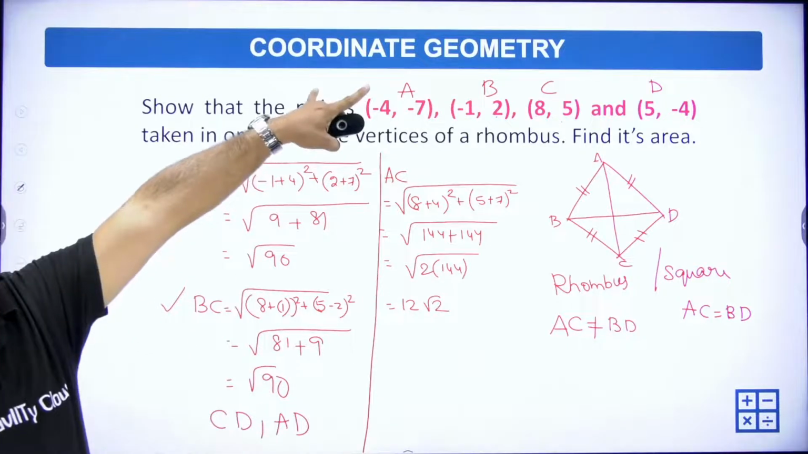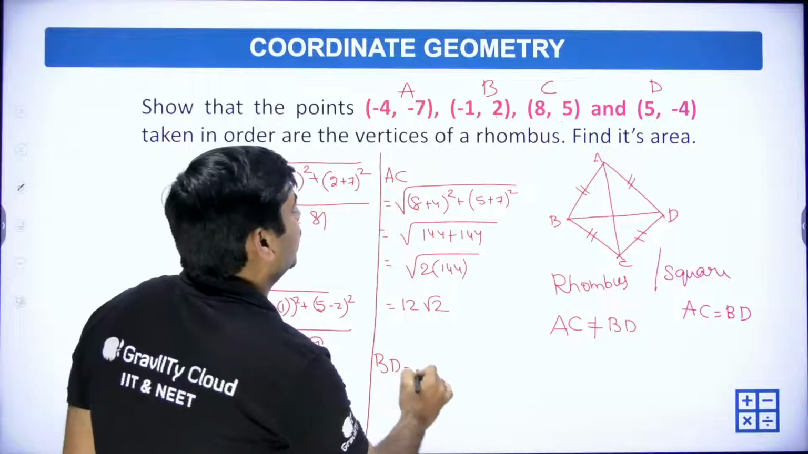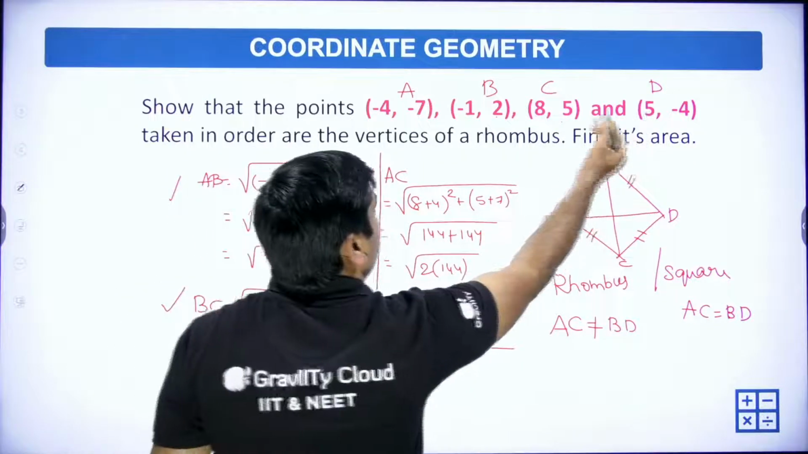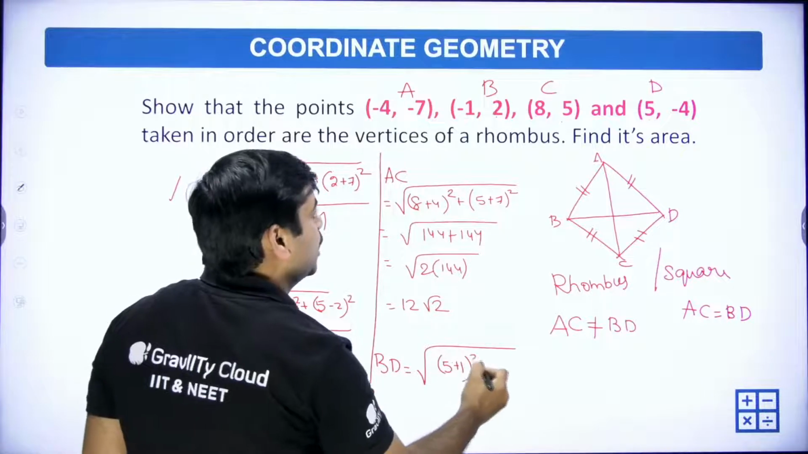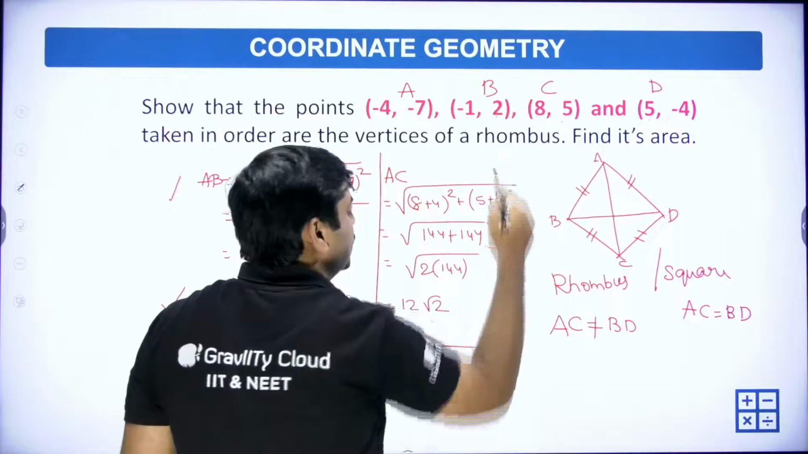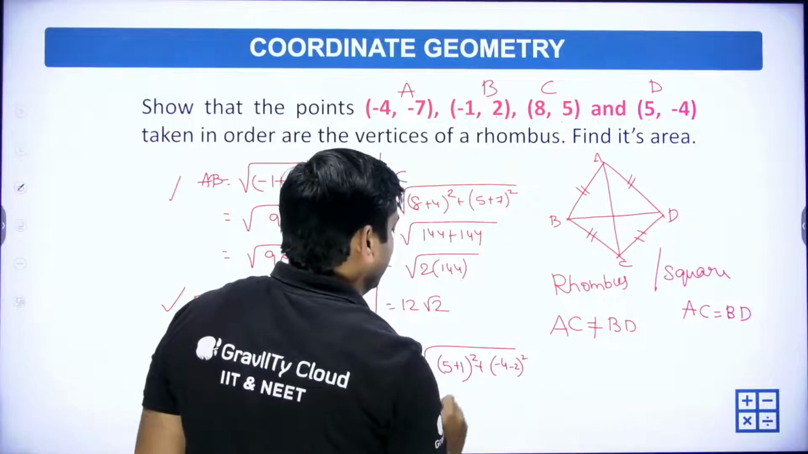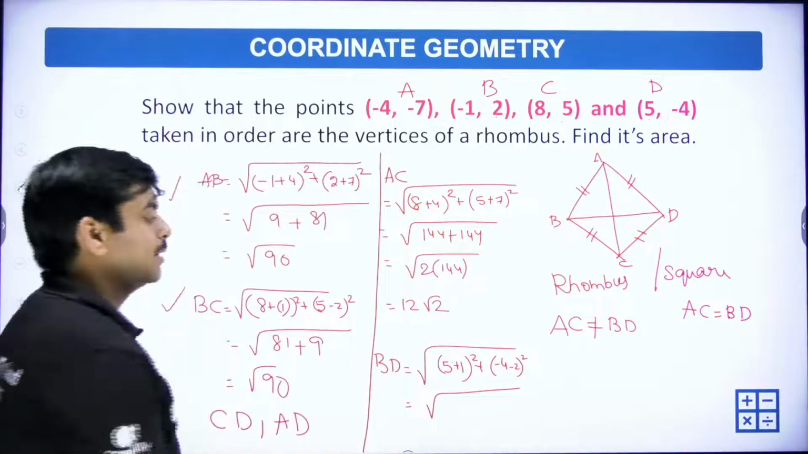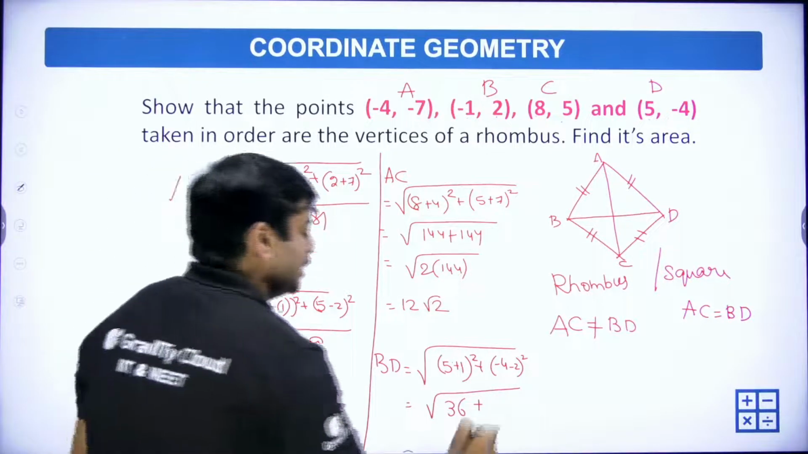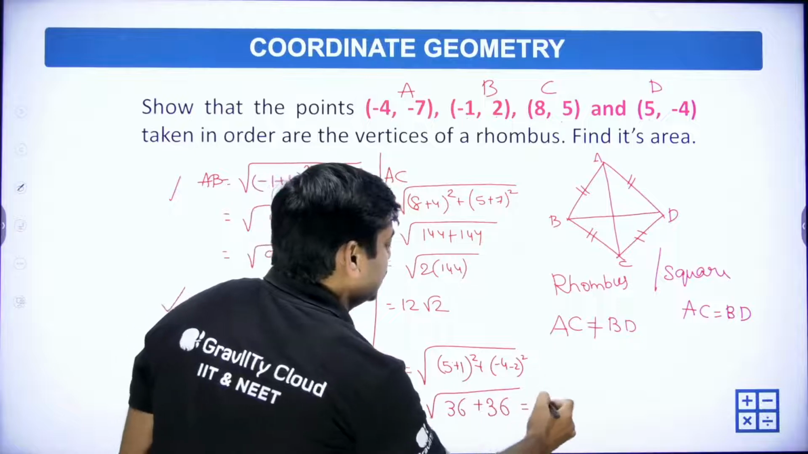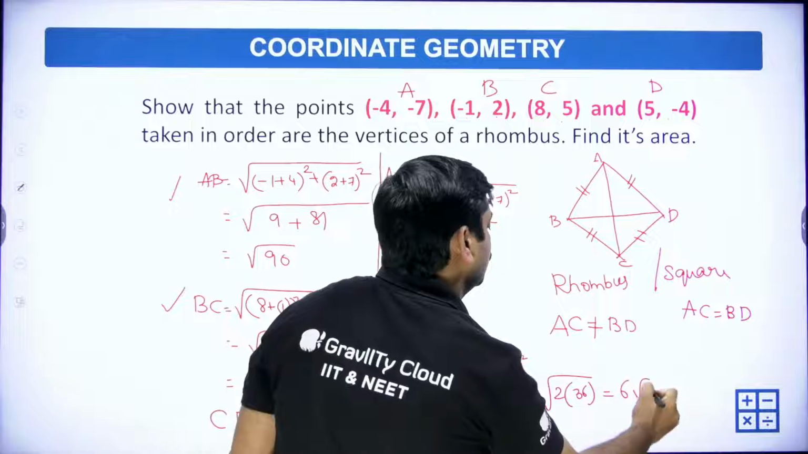Now we need to find the length of the other diagonal BD. So BD will be equal to root over (5 minus of minus 1) square, so 5 plus 1 whole square, plus (minus 4 minus 2) whole square. 5 plus 1 square is 6, 6 square is 36, plus minus 4 minus 2 is minus 6 square, again it is 36. 36 plus 36 is 2 times 36, which will give you 6 root 2.